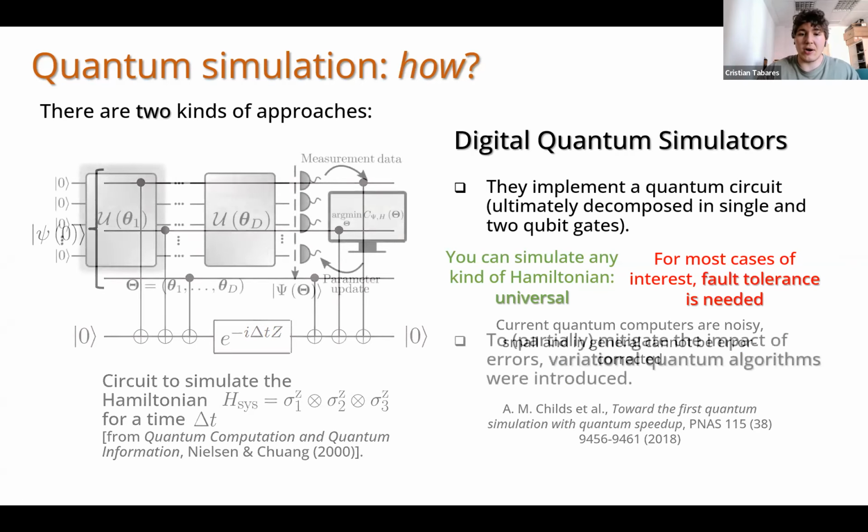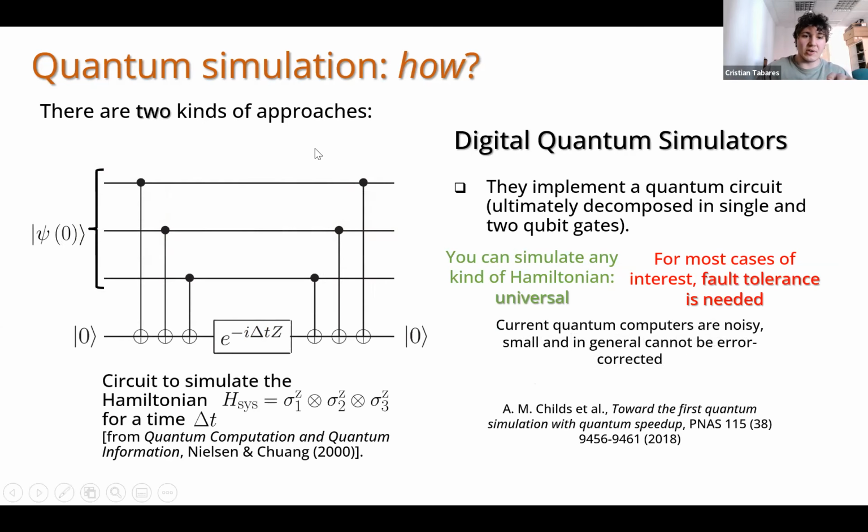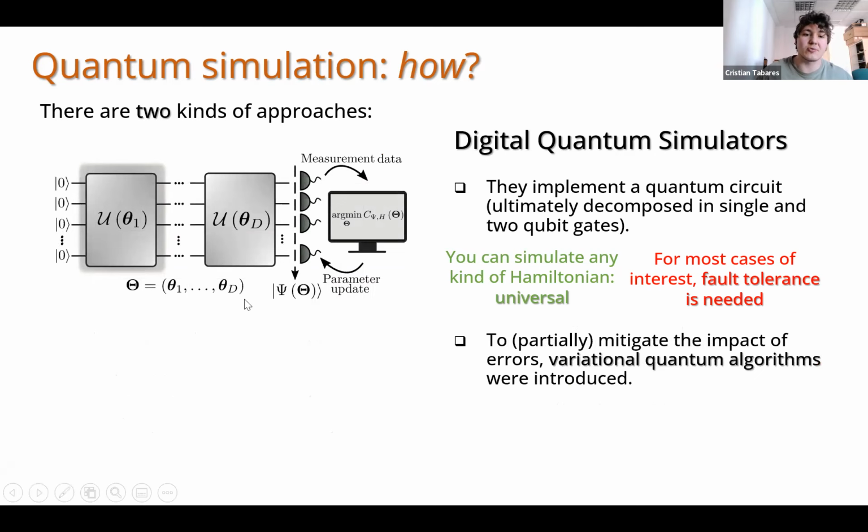Okay, so to partially mitigate this, and this connects with the second part of the outline, the variational quantum algorithms, okay, to partially mitigate the impact of these errors, some researchers introduced what we call variational quantum algorithms. Okay, so the idea here is very easy: we replace our old quantum circuit with this parametrized quantum circuit.